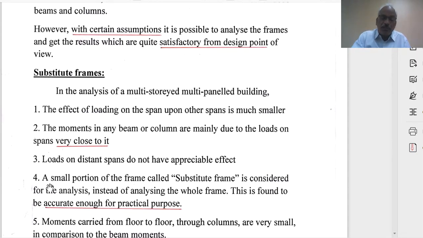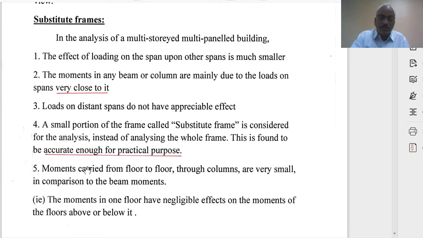Now, a small portion of the frame called substitute frame is considered for the analysis instead of analyzing the whole frame. If it is a 10 panel, 10 storied building, we need not take the entire thing. You take only a small frame called a substitute frame. In the floors also we will not take all the frames, and panels also we will not consider all the panels. So with some assumptions we are going to do this analysis. So this is found to be accurate enough for practical purpose.